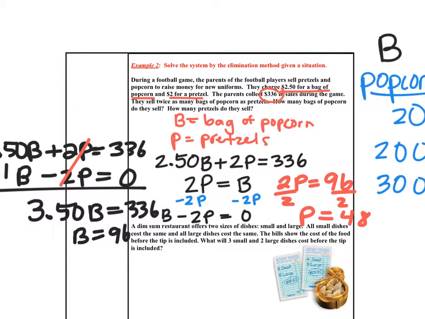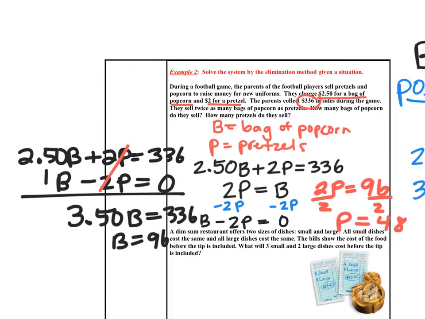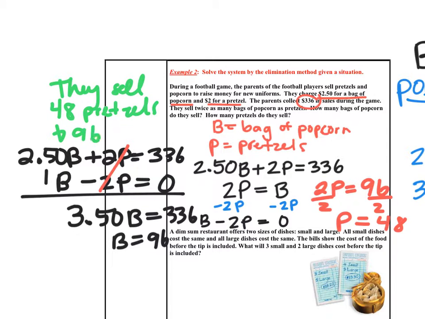It's a word problem, so you should write a sentence at the end. P is 48, B is 96. Those stand for something. How many pretzels do they sell? How many bags of popcorn do they sell? They sell 48 pretzels and 96 bags of popcorn.